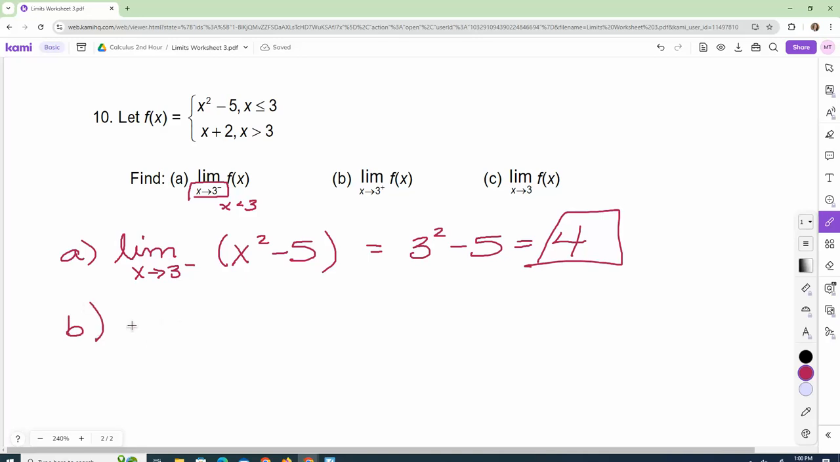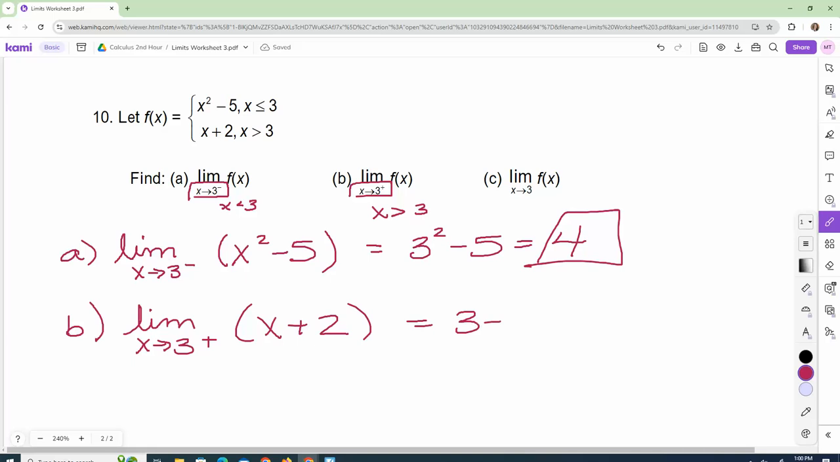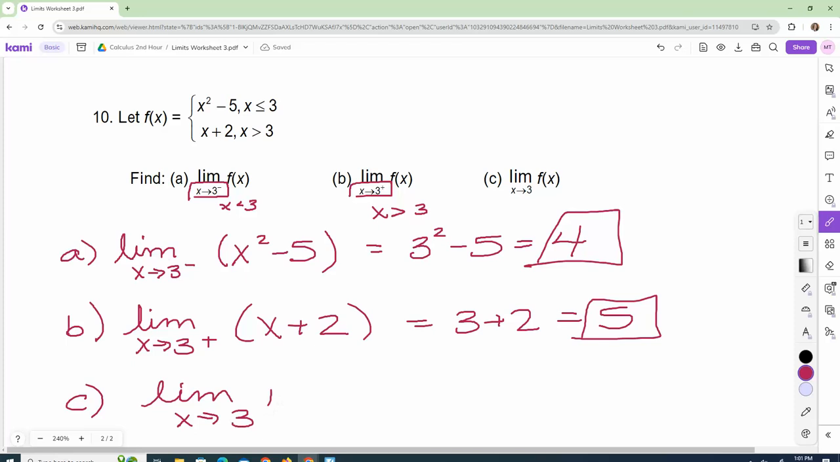Yep. Part B, I want the limit as we approach 3 from the right. So from the right means greater than 3. If you're greater than 3, you are on the second piece. So if we plug in a 3, 3 plus 2 is 5. C wants the overall limit. In order for this to exist, the left and right have to match, do they? No. Does not exist.